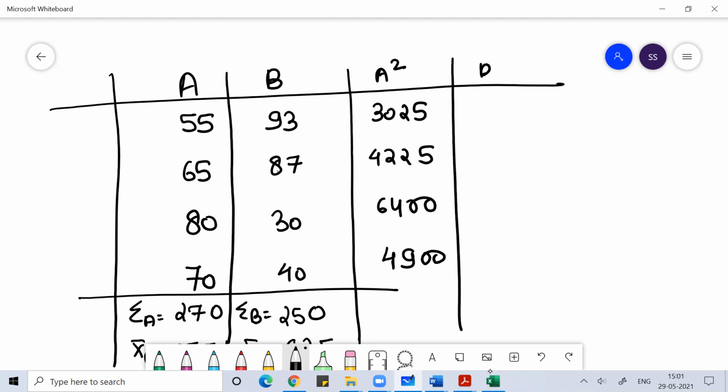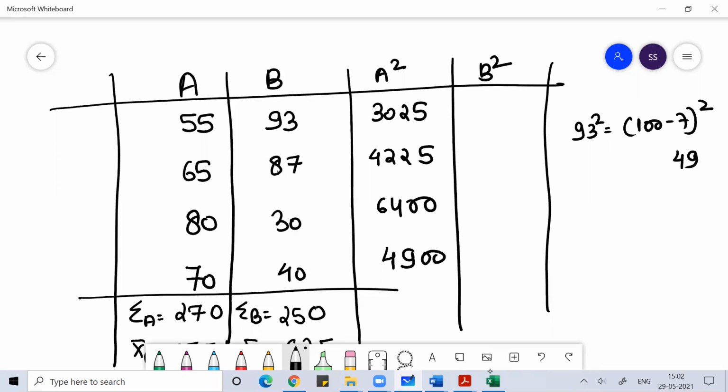Similarly, I'll find B square, 93 square. How will I find 93 square? 93 I can write as 100 minus 7. 7 square is 49. What is 93 minus 7? I think that is 86. 86 and 49. Yeah, so your square would be 8649.